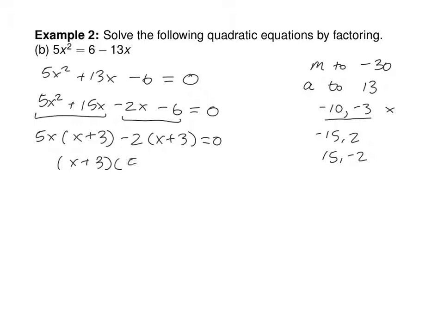Does it matter what order those get written in? No. I like to put the 5x first, though. Okay, well, if you like that better, that's totally fine. Do whatever you want. Why did you need to write out that part, the plus 15x and the minus 2x? So that is a technique called grouping that allows you to factor polynomials like this.